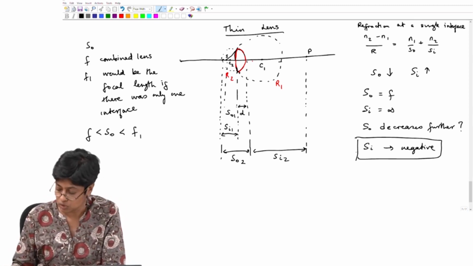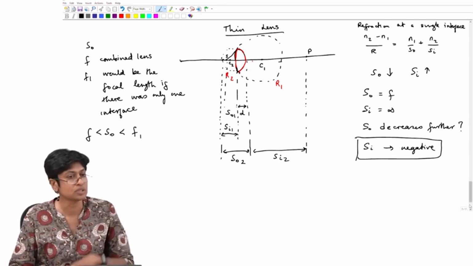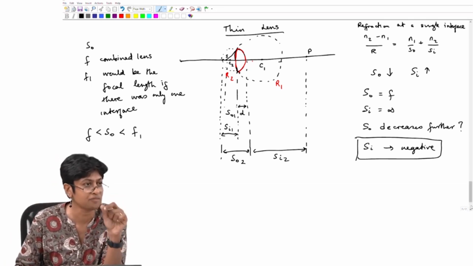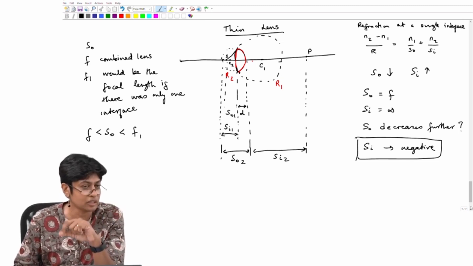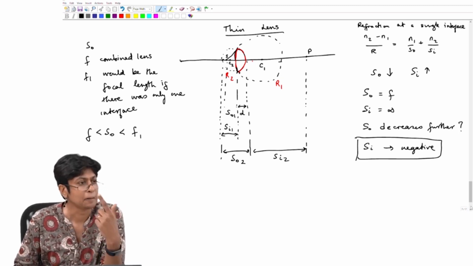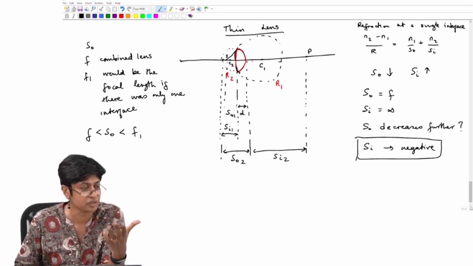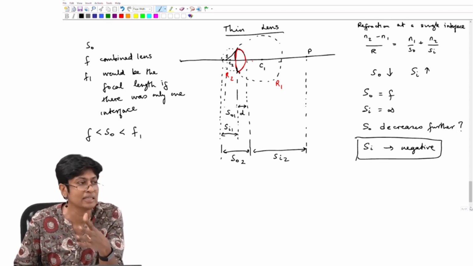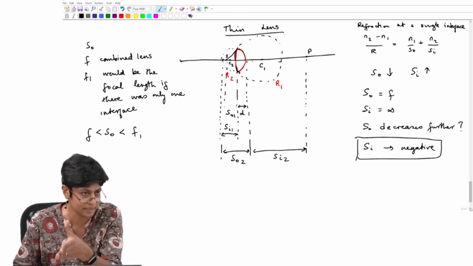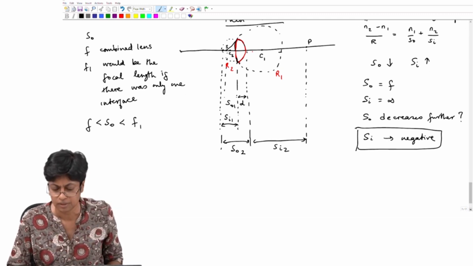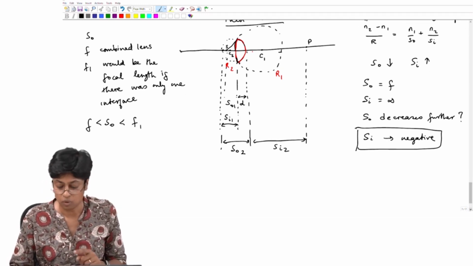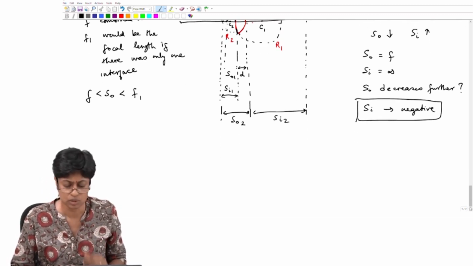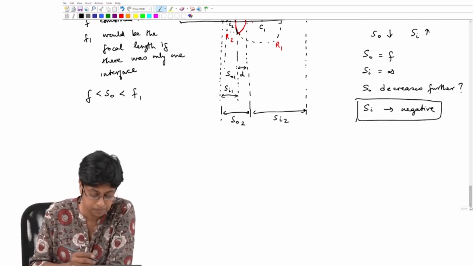Now I want to use the same equation that we arrived at for a single interface, but apply it iteratively: first for the first interface, and then the image that's formed will be the object for the second interface, and finally arrive at an equation for the full lens. So let's do that. I hope you all have this figure, because I am going to be using the variables from it.